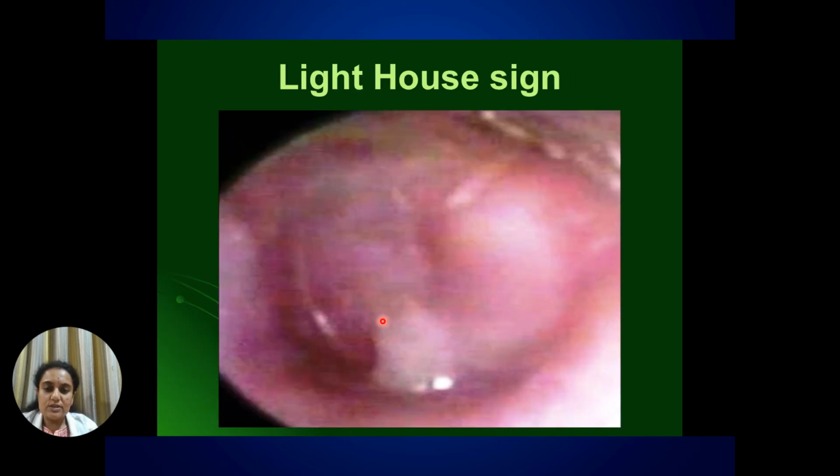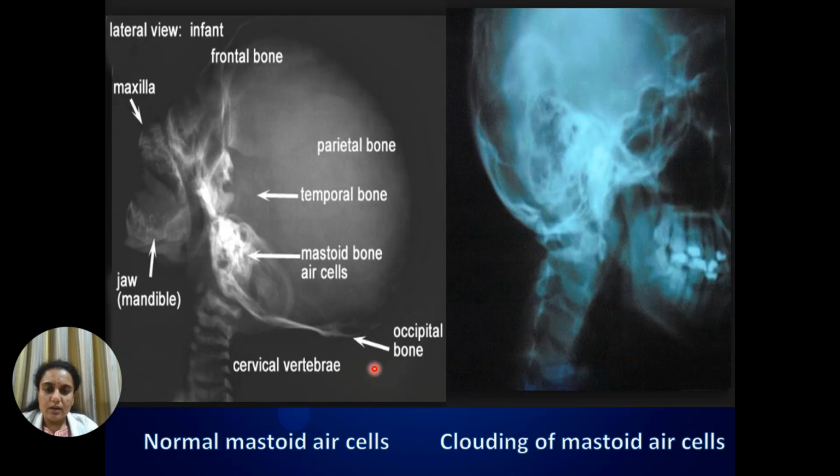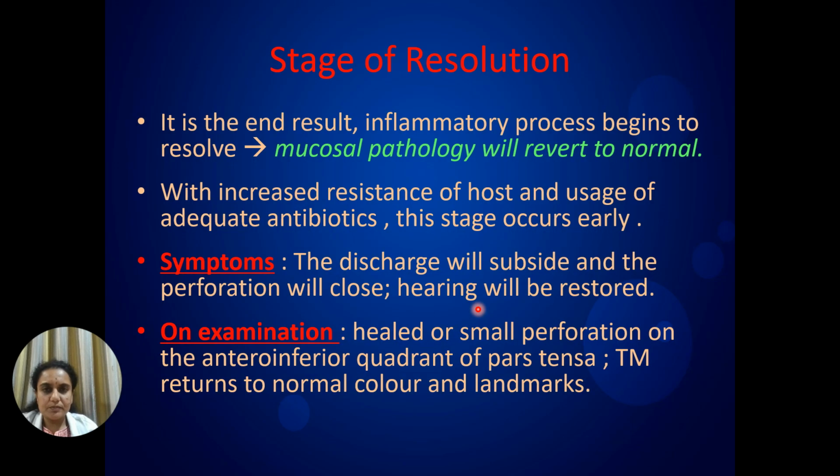Then we have the lighthouse sign where we see a small pinhole perforation from which there is a pulsatile discharge leading to intermittent reflection of light. The X-ray mastoid shows mild clouding of the air cells.